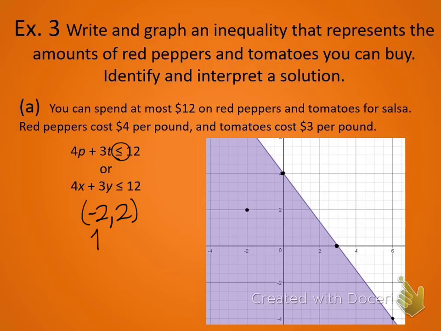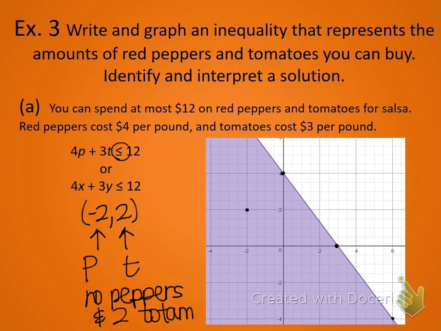Now, remember, the X represents my peppers, and the Y represents my tomatoes. Now, this one could be a little tricky because you can't buy negative 2 peppers. So if you were to choose the ordered pair negative 2, 2, basically your interpretation would have to be that you would buy no peppers and 2 tomatoes.